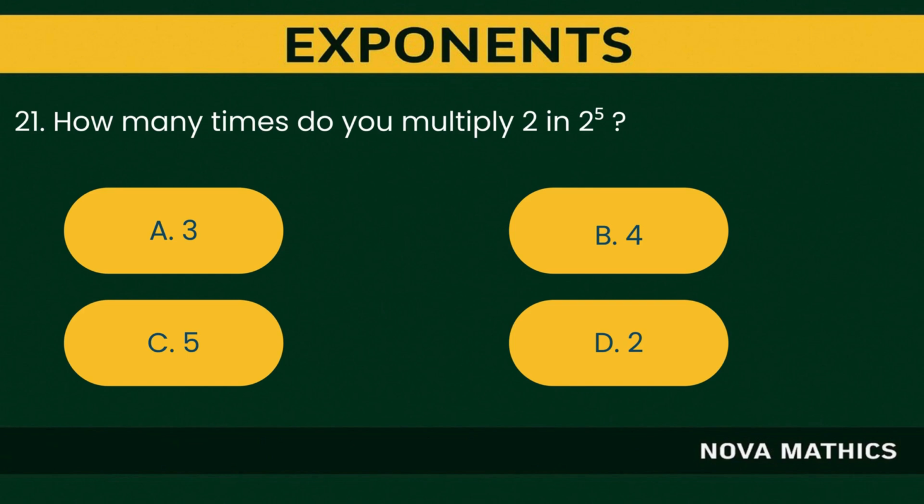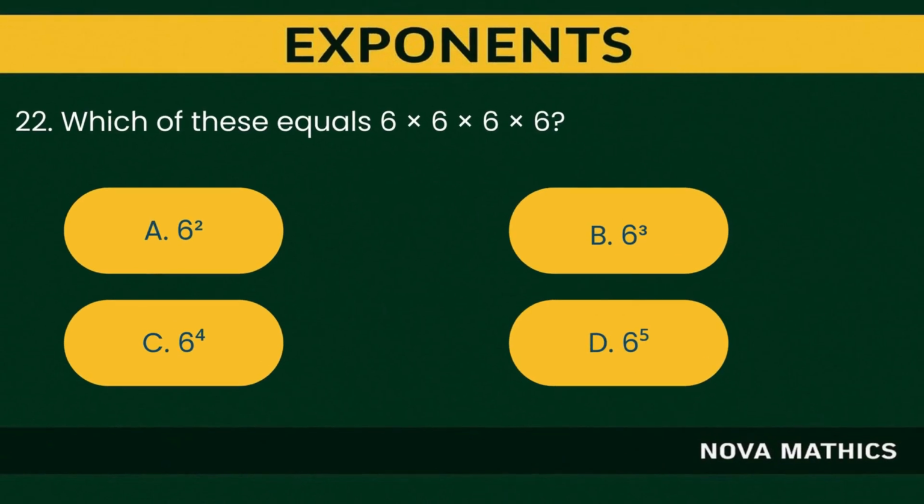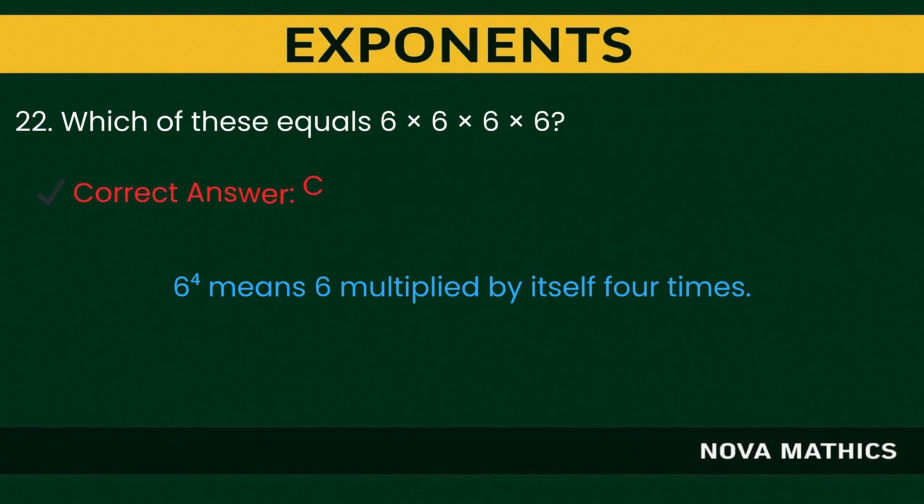21. How many times do you multiply 2 in 2 to the power of 5? Correct answer is 5. In 2 to the power of 5, you multiply 2 5 times. 22. Which of these equals 6 times 6 times 6 times 6? Correct answer is C. 6 to the power of 4 is 6 times 6 times 6 times 6.